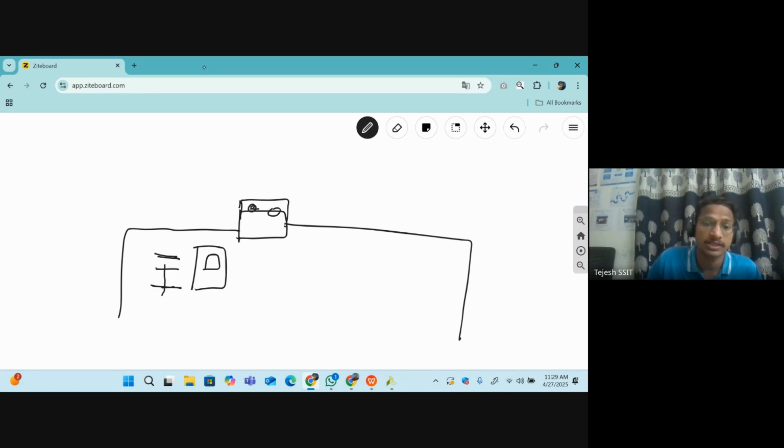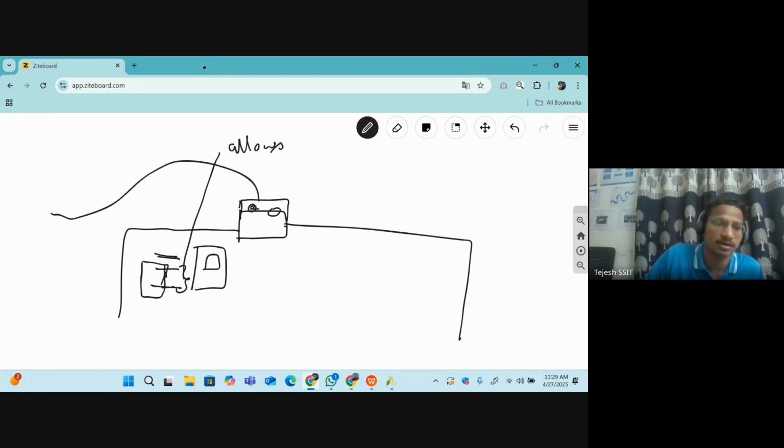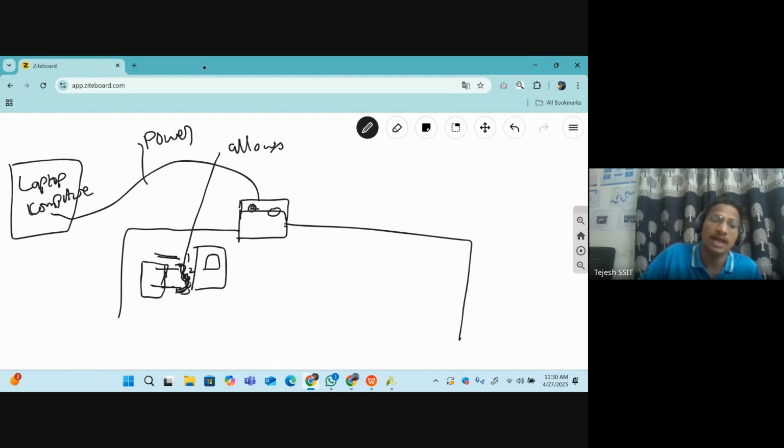Here you can connect the jumper for these 2. This is for allowing the power, from the laptop or from our computer, whatever it may be. You can connect the jumper on the lower 2 pins, the 1-2 or 2-3 pins, and it will allow the power from the laptop.